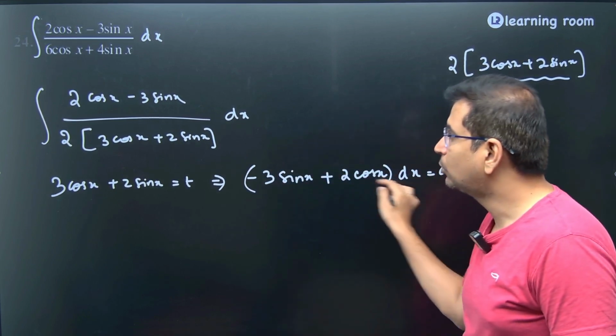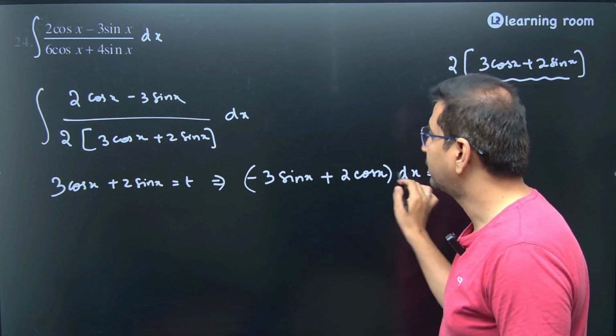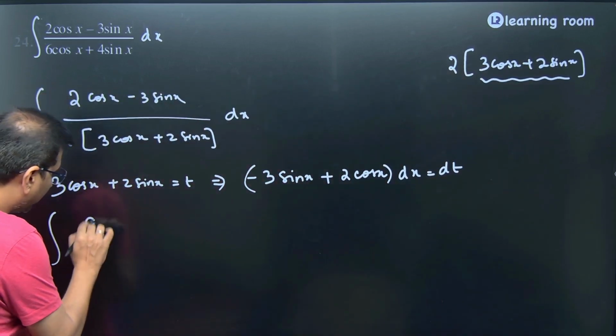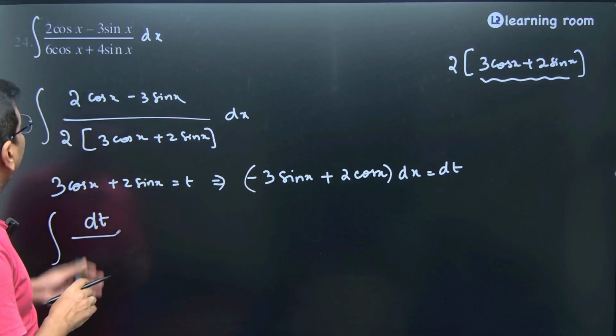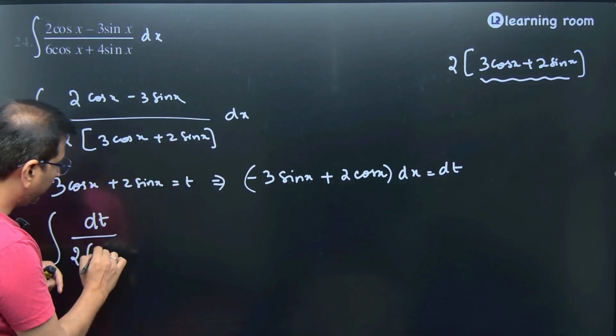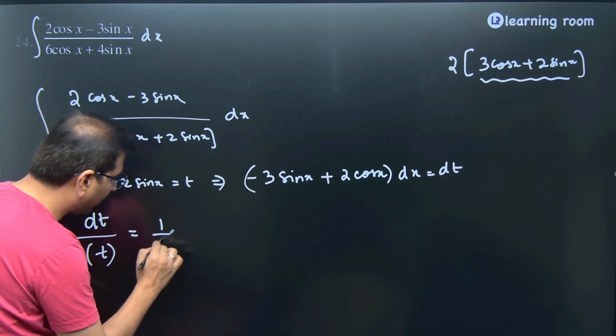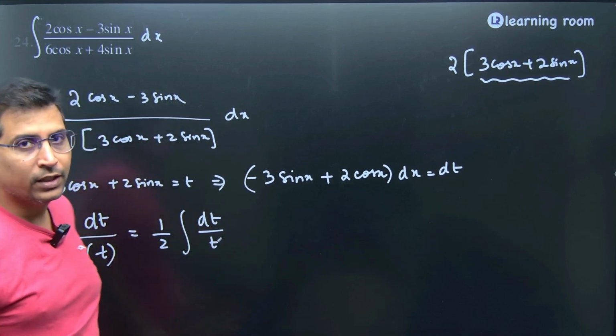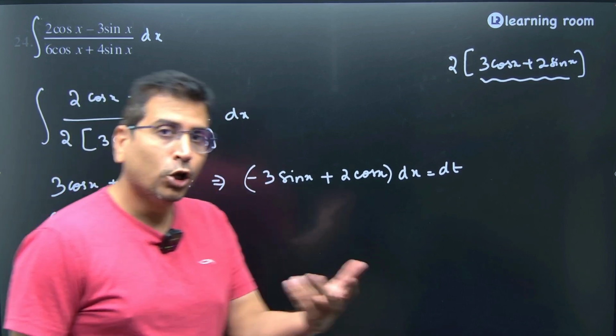So if you observe, this whole thing, (2 cos x minus 3 sin x) dx, is the numerator. So the whole question will get converted as the integral of dt divided by 2 times t, since the 2 is already there. I can take the half outside: half of the integral of dt by t. The integral of dt by t is going to give you log t.